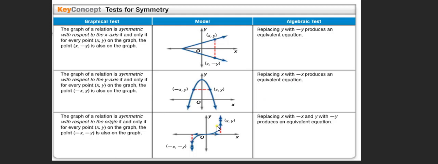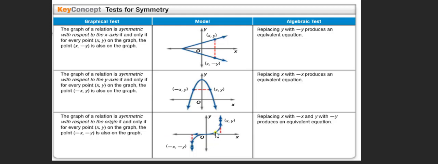Now, let's look at this graph. By the way, this is also a function. It passes the vertical line test. This is symmetric with respect to the origin. The origin is (0, 0). In order for that to happen, you have to fold it twice. You have to fold it along the y-axis first, and then the x-axis. Then the graph will overlap.